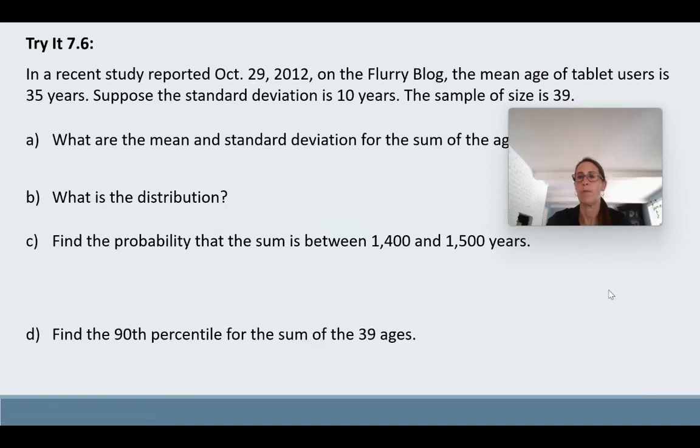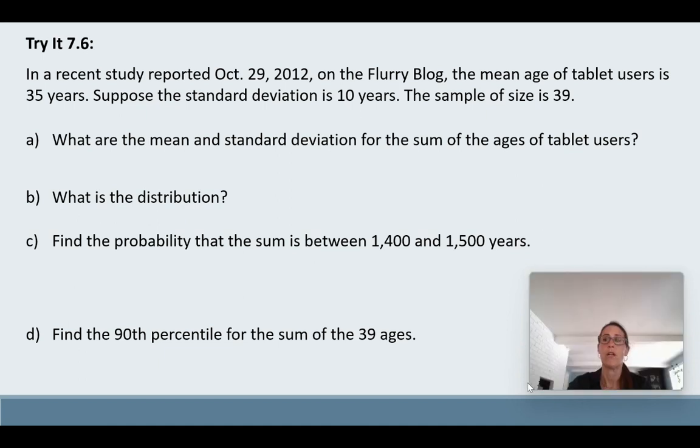Try it 7.6 from the book. In a recent study reported on October 29th, 2012 on the Flurry blog, the mean age of tablet users is 35 years. Suppose the standard deviation is 10 years and the sample is of size 39. What are the mean and standard deviation for the sum of the ages of the tablet users? What's the distribution? Find the probability that the sum of the ages is between 1,400 and 1,500 years, and find the 90th percentile for the sum of the 39 ages.